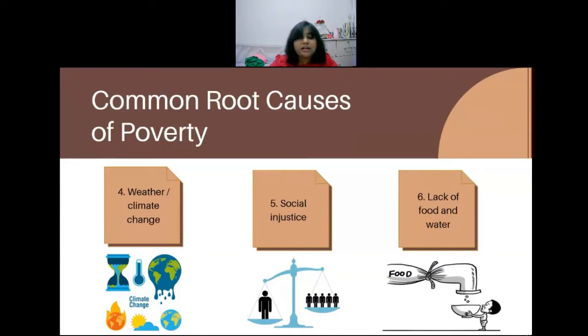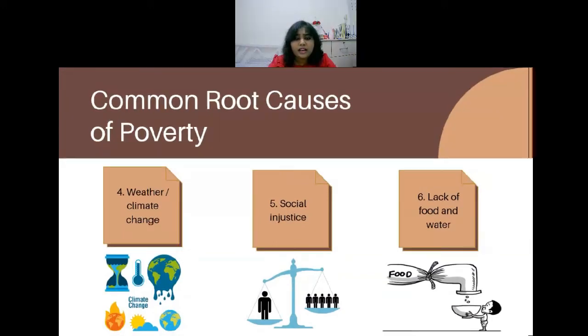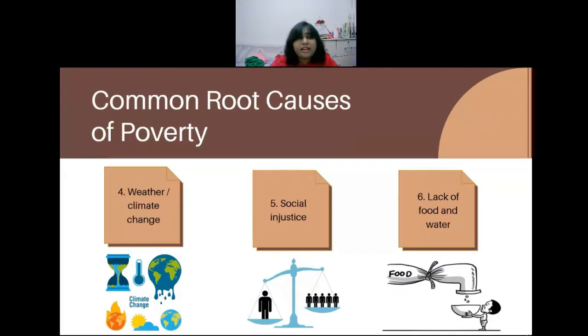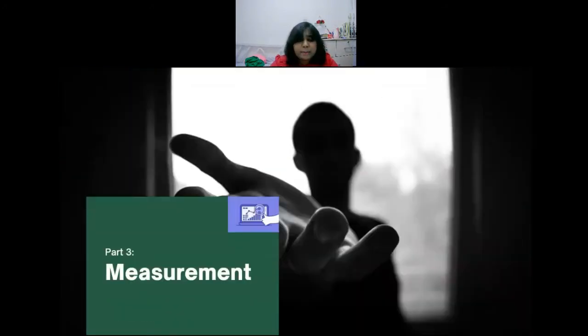So, yeah, these are the common root causes. There might be more in depth, but yeah, I see it's actually pretty complicated. Okay, so now we shall look into part three, measurement, where I will explain about the facts and figures relevant to SDG 1.